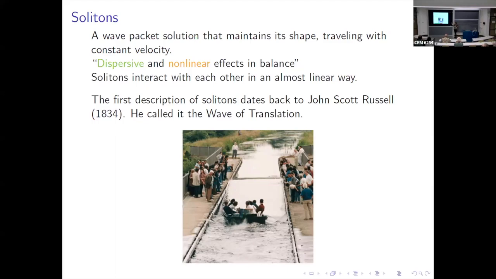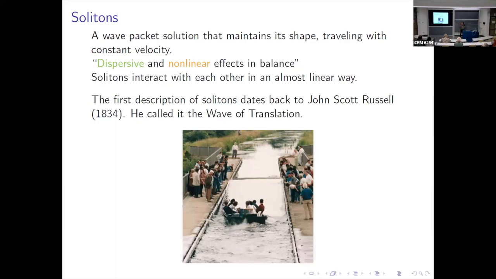Okay. So the first description of solitons dates back to the observations of John Scott Russell from 1834. So this guy was riding his horse along a canal in Scotland. There was a boat in the canal, and suddenly the boat stopped. And there was a little mass of water in front of the boat, traveling at the same speed as the boat. Once the boat stopped, this mass continued traveling.